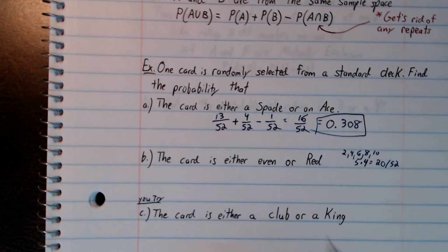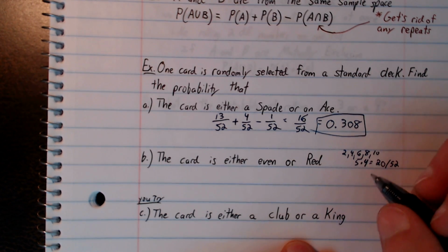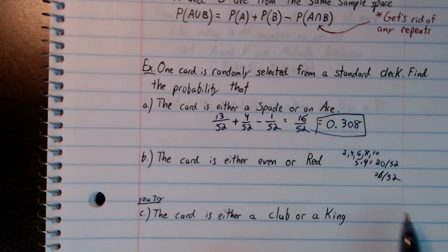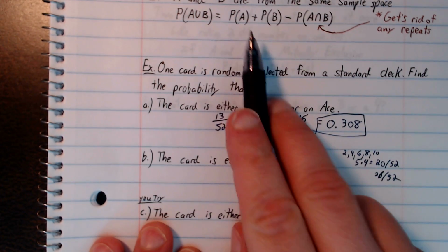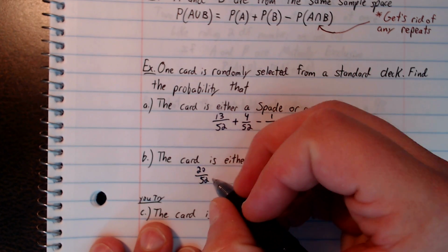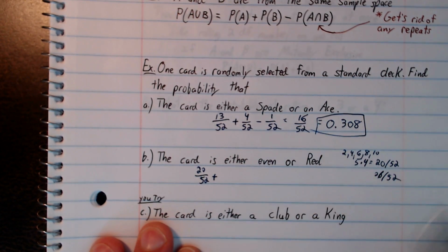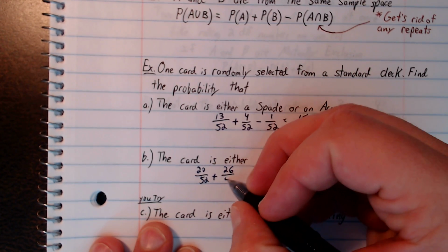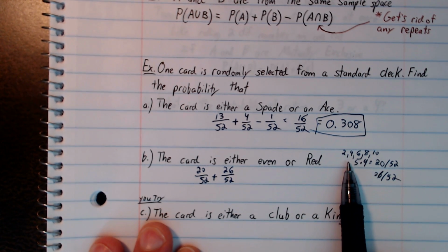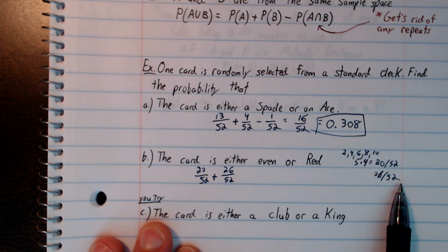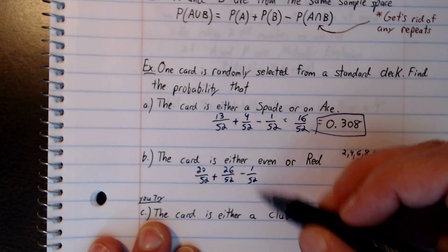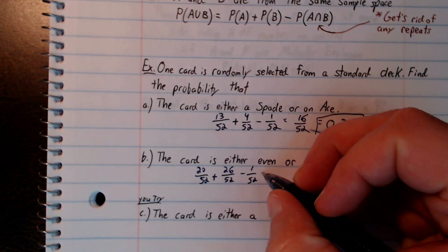And then red is half of our total, so that would be 26 out of 52. So using this formula again, the probability that it's even, we said, was 20 out of 52. The probability that it's red is 26 out of 52. But the intersection, because we counted, let's say, the 2 as both an even and a red, that could have happened. It could have been the 2. It's a 1 in 52 chance that we've got to get rid of.